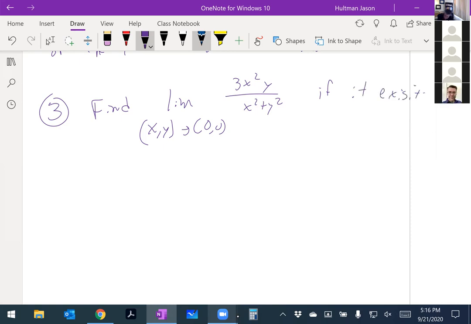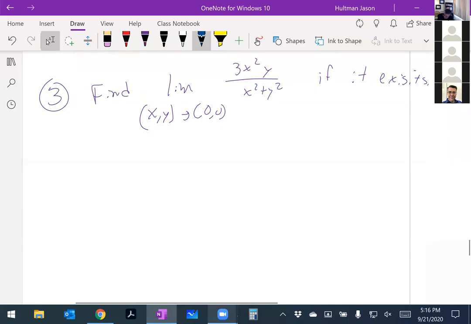So let's see if we can find a counterexample here. Okay, let's see if we can find a counterexample. Then we're done. Don't worry about it. Okay, let's do f of x, 0, that's just 0, right? Everything goes to 0. F of 0, y, that's just 0.